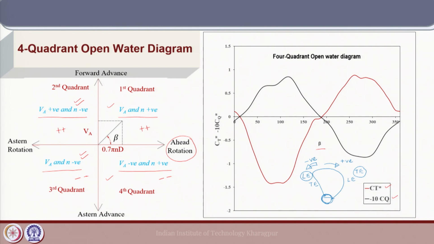So, this will be all for the 4 quadrant open water diagram. We will continue with propeller series, where data for different propeller series will be discussed, which correspond to the geometry of different types of propellers which are used for designing propellers for specific cases. Thank you.